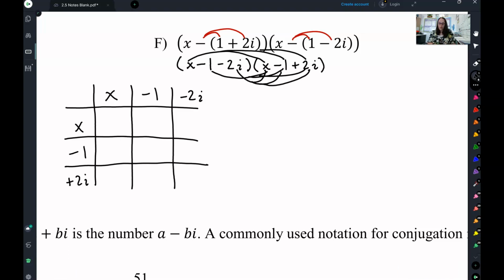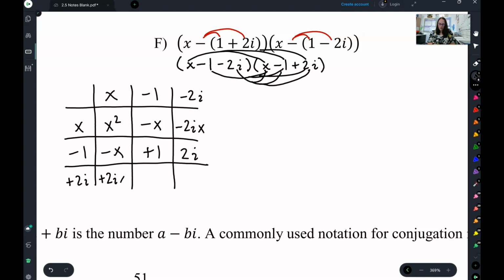And now we're going to multiply our boxes together. x times x is x squared. x times negative 1 is negative x. x times negative 2i is negative 2ix. Negative 1 times x is negative x. Negative 1 times negative 1 is a positive 1. Negative 1 times negative 2i is a positive 2i. 2i times x is a positive 2ix. 2i times negative 1 is a negative 2i. And 2i times negative 2i is negative 4i squared, which, i squared being negative 1, is really just a positive 4.